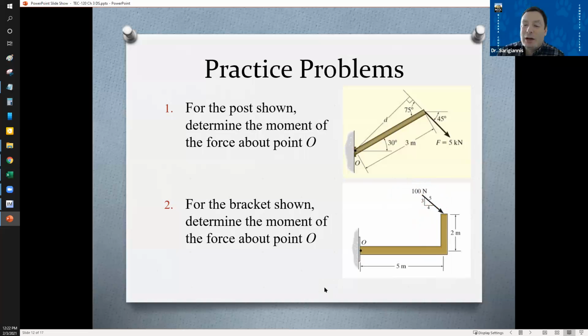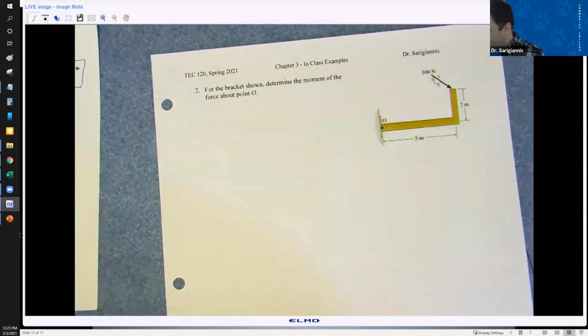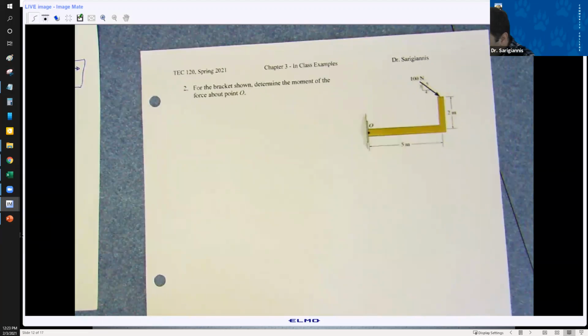So this is an example where it's probably going to make more sense to break this down into X and Y than to try to extrapolate this out and figure out what that distance is. Right now you've got this really funky shape. I suppose you could do it with a triangle here, but it's just easier to do it X and Y. So let's do it that way. Let's go to the document camera.